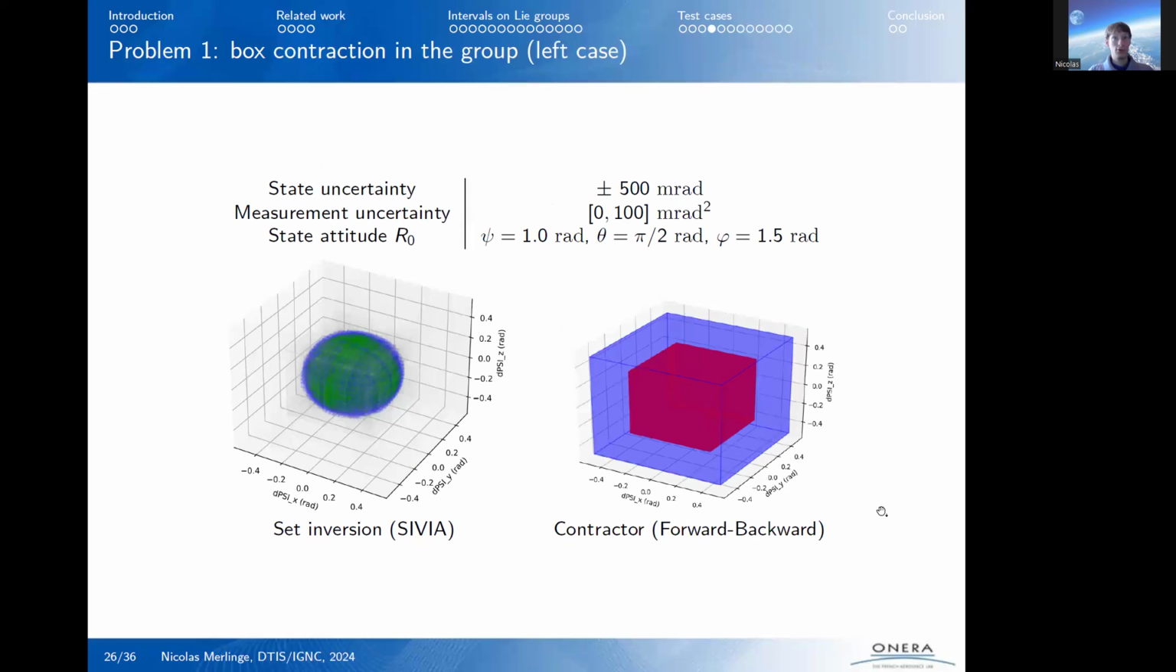Here is an illustration of what we get with the single box contraction with the forward-backward classic contractor. We start from the blue box, and the red box is the contracted box, and basically it is the box hull of the solution set of SIVIA.